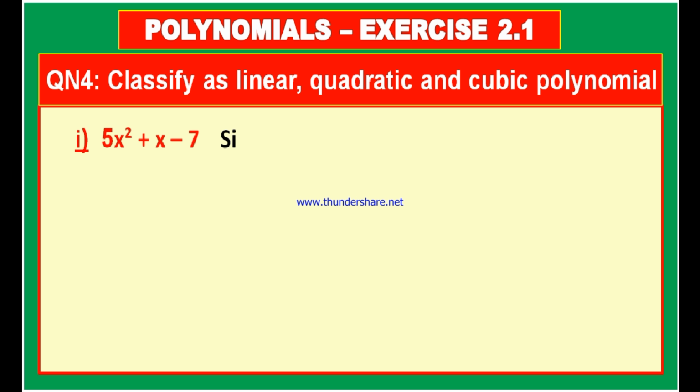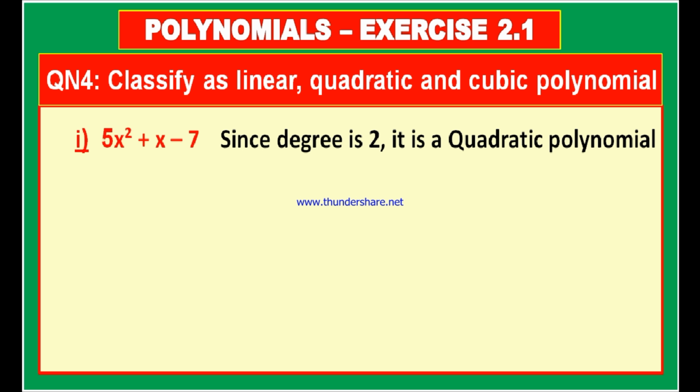Here is the first bit, 5x square plus x minus 7. Here we have a polynomial which contains 3 terms, isn't it? The first term is 5x square, second term is plus x and the third term is minus 7. What is the exponent of the variable in the first term? 2. And in the second term? 1. And the third term? Since it is constant, you can write 7 as 7 into x power 0. Therefore, here the exponent is 0.